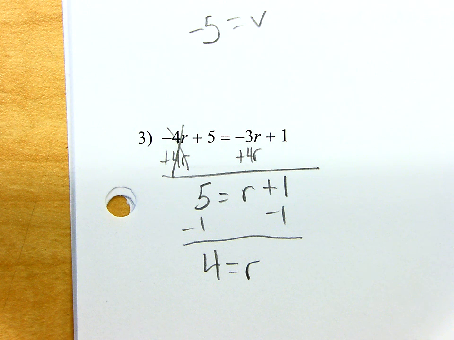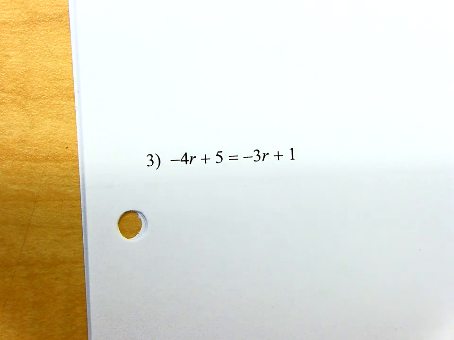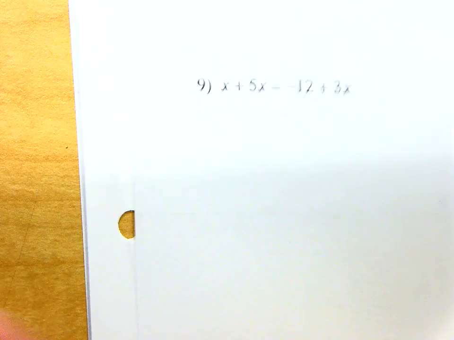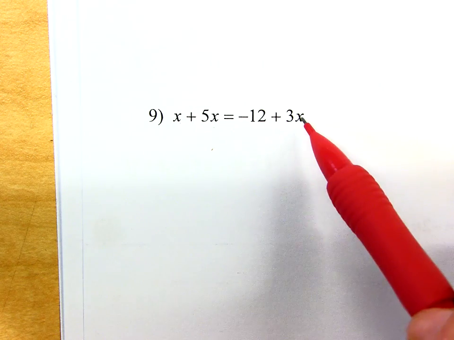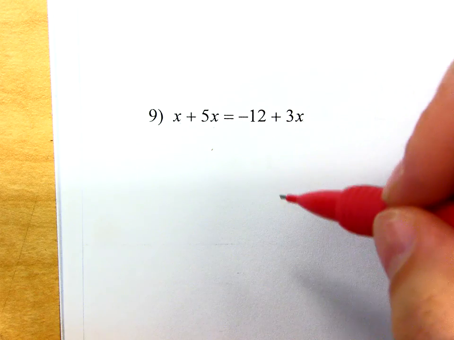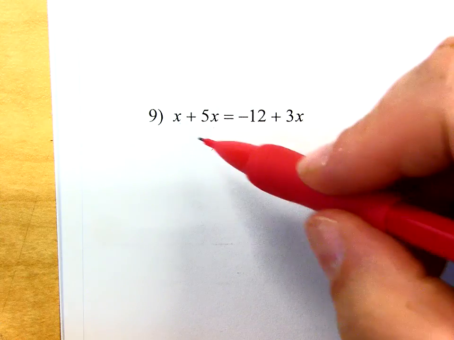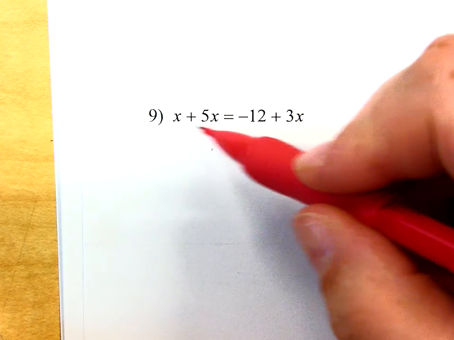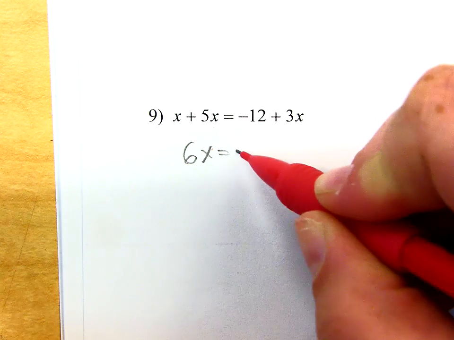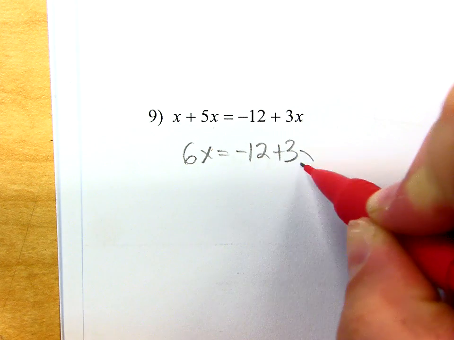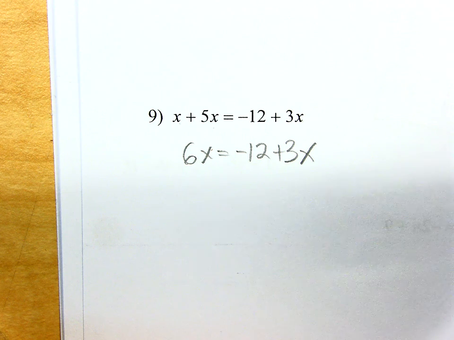Let's jump ahead to one like number 9. Here's an example of a time that I have more than just 2 x's. I have 3 of them. So the first thing that I would recommend you do is simplify each side. Can I do x plus 5x? What does that get me? 6x. And now I can go from there. So now there's only 2. So at least I went from 3 down to 2.